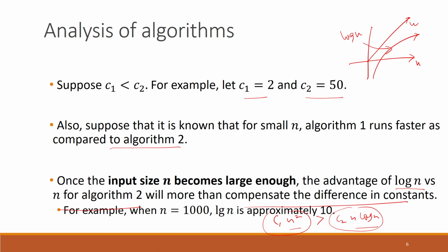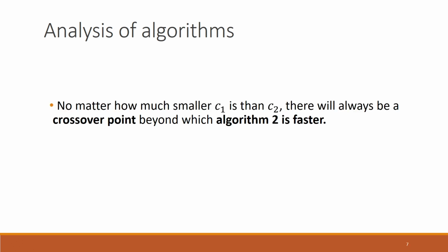To give you an example, when n is equal to 1000, log n is approximately 10 when the base of this function is 2. So, you can see that n is almost 100 times greater than log n when n is 1000. This is saying the same thing: no matter how much smaller the constant C1 is with respect to C2, there will always be a crossover point beyond which algorithm 2 is faster. That is, C1 n square will become greater than C2 n log n at some n, regardless of how small C1 is with respect to C2.